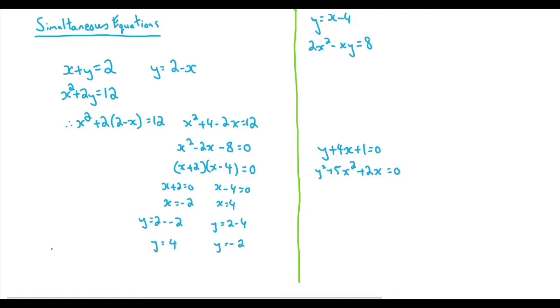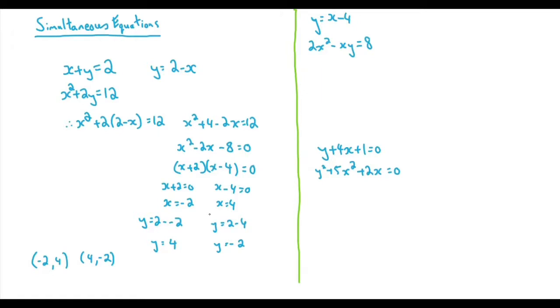If we just want to represent our answers in coordinate form, it depends on how the question is phrased. You could say that your solutions are (-2, 4) and (4, -2). That's basically what we're going to have to do in this case.